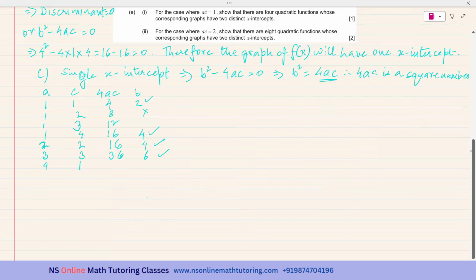This is 2 and 2. This is 3 and 3. So A and C values are the same. This is the only one where the A and C values are different. So I can take the A value as 4 and the C value as 1. So 4 times 1 is 4 and 4 times 4 is 16 again. So this is 4. So you see, you have shown the five possible cases.